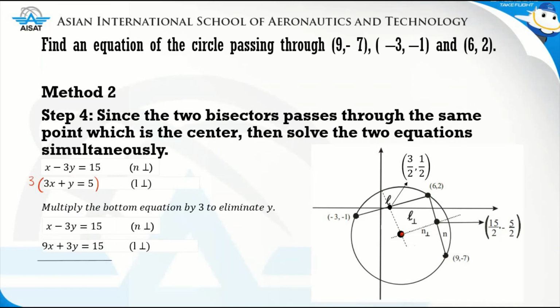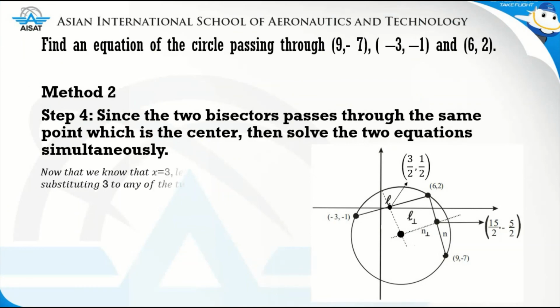So next is we add them. So that leads you to x plus 9x is equal to 10x. The y terms will cancel out. 15 plus 15 is 30. Solving for x, we'll have x is equal to 3. Now that we have x is equal to 3, we will solve for the value of y by substituting 3 to any of the two equations of the bisector.